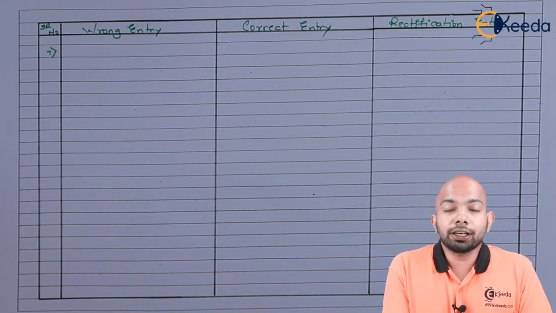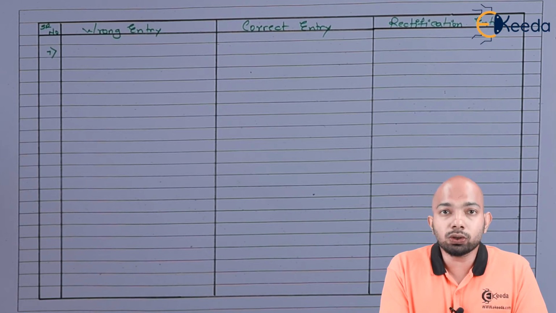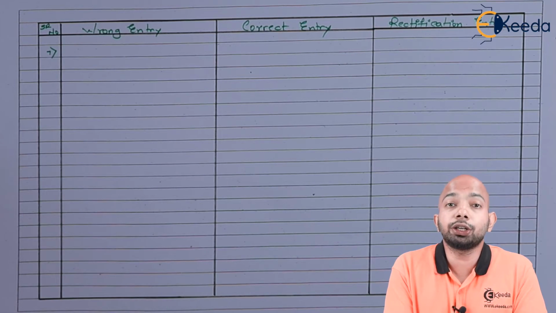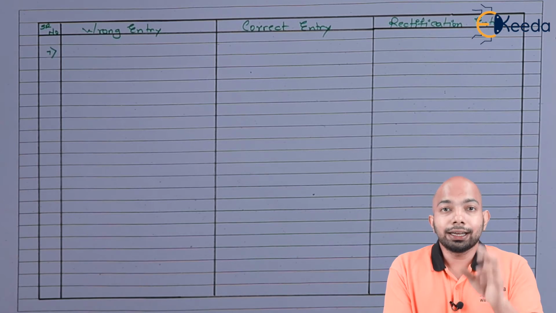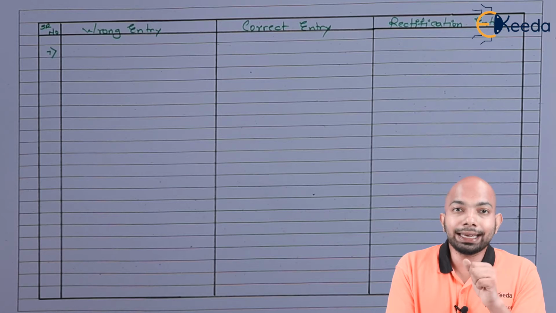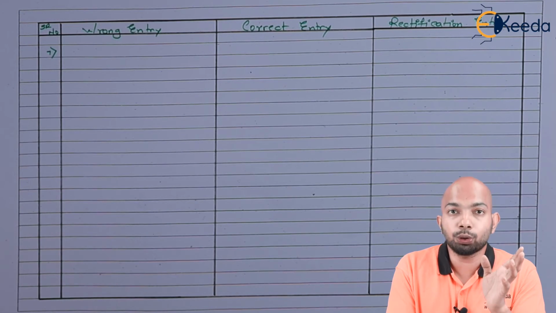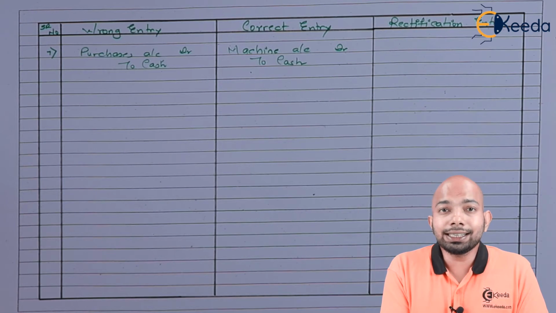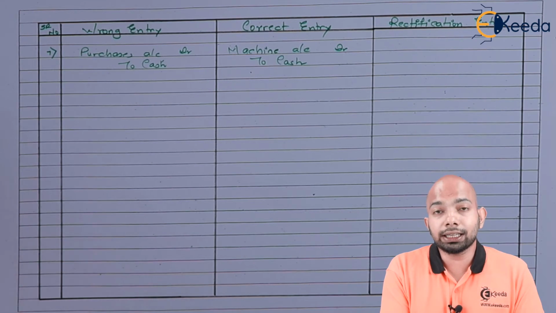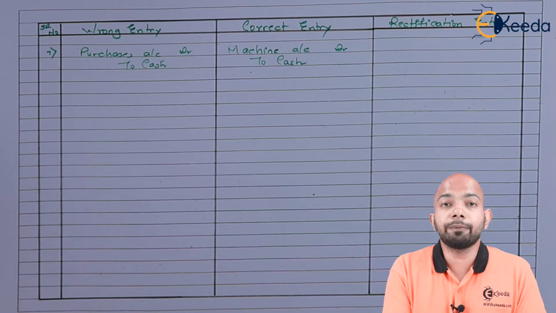Now, the next transaction refers to a transaction that was done. A machine was purchased for an amount of 18,000 from Machine Mart. However, it was recorded in the purchase book. That means instead of debiting the machine account, they have debited the purchase book here. Let's pass the correct entry and then figure out the rectification entry after passing the wrong entry. The correct entry is machine account debit to cash, assuming cash was given while the purchase was done and there was no credit. But instead, they have mentioned in the wrong entry purchase account debit to cash.